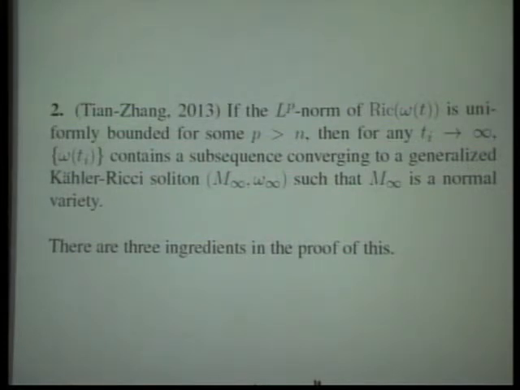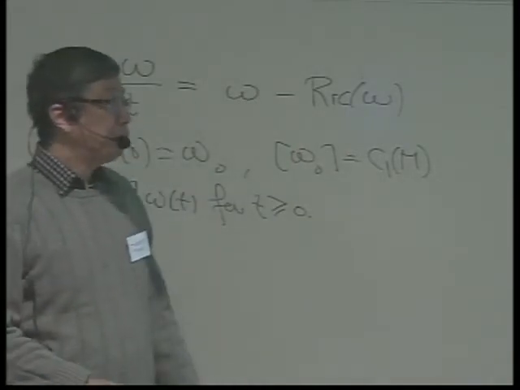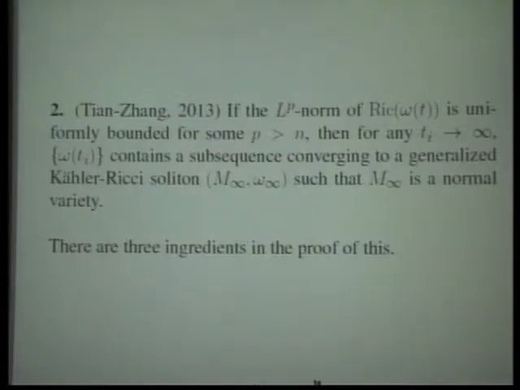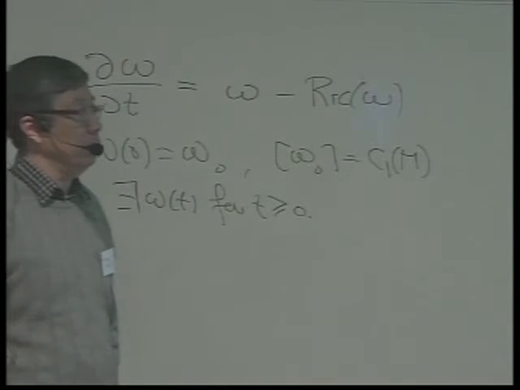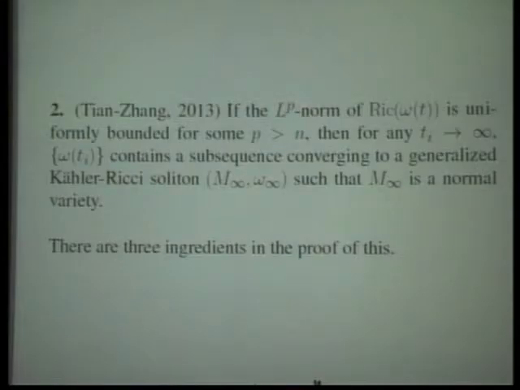Okay. So in a sense you prove this conjecture, the Hamilton-Tian conjecture, by making this assumption on the solution. Clearly, since in the previous transparency I said I know the L^p norm is bounded, that's why for n less than or equal to 3, you get the solution to that conjecture.